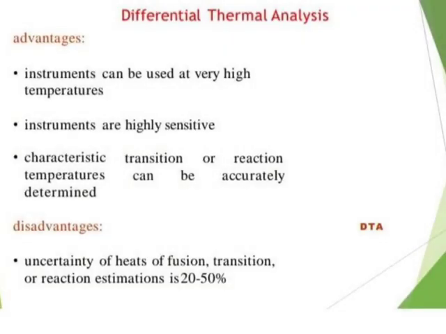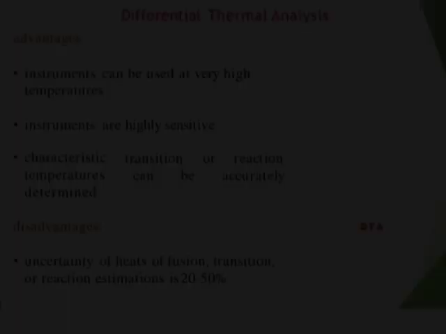Differential thermal analysis. The advantages: instruments can be used at very high temperatures. Instruments are highly sensitive. Characteristic transition or reaction temperatures can be accurately determined. Disadvantages: uncertainty of heats of fusion, transition or reaction estimations is 20 to 50%.